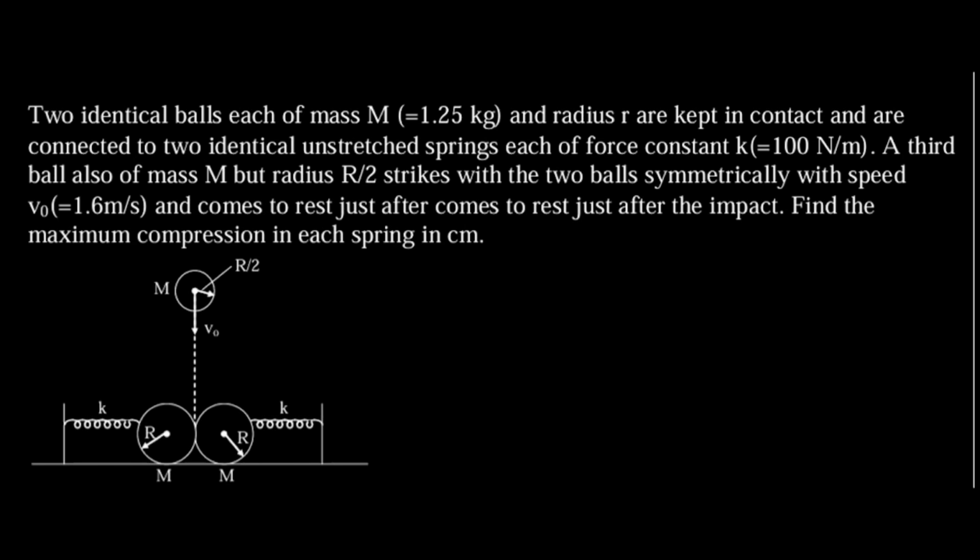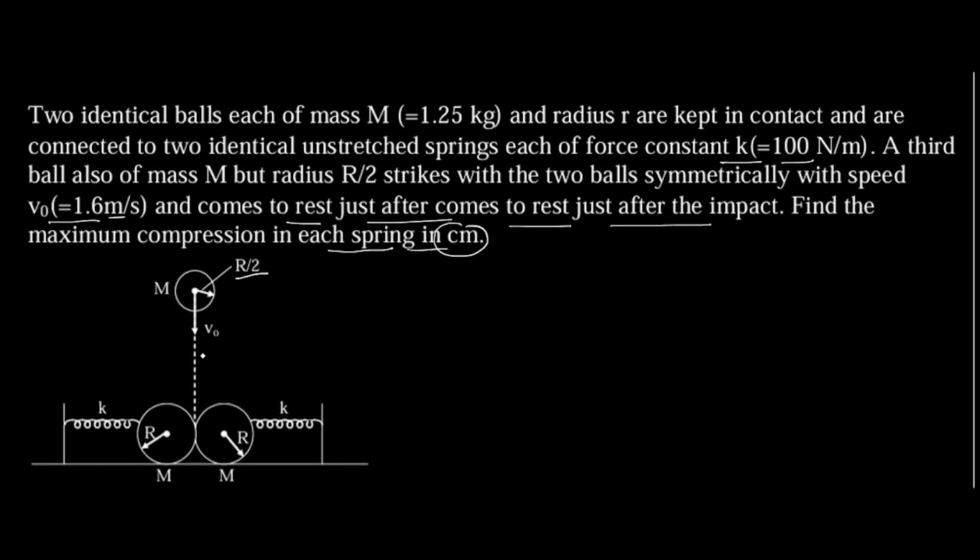In this question, there are two identical balls of radius r and mass m, and another small ball of radius r by 2 falls down symmetrically on the two balls. They are connected with ideal springs with force constant k. The ball strikes with velocity v naught as given over here, and it comes to rest just after the impact. This is very important. Then you have to find the maximum compression in each spring in centimeters.